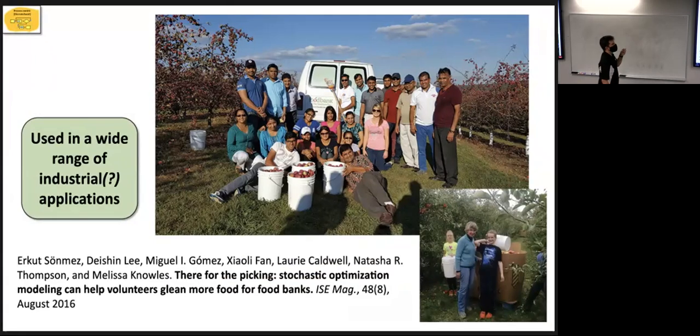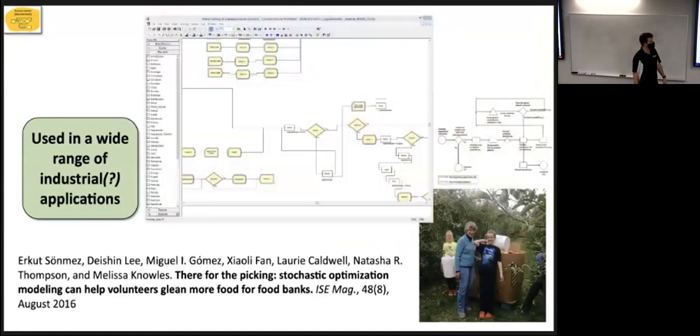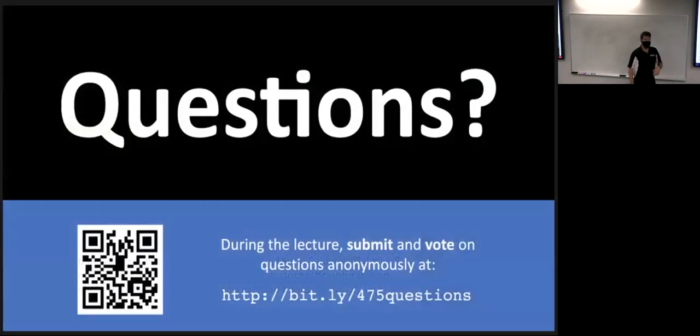And so the question is, how do you best allocate the available volunteers to the randomly available food at these farms? They built a discrete event system simulation model in ARENA to help them try different ways to optimize this, and apparently had some success. I've got a link to this in the Unit A module on Canvas. This is their discrete event system simulation model, again, built in ARENA. All right, so that's sort of the basics of DES.